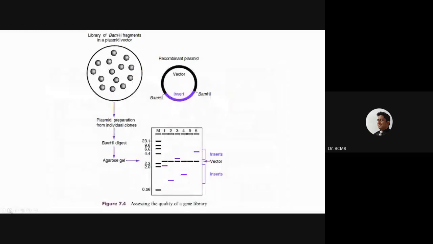Now, this is the one that I was describing a little ahead. Here, it's not about one clone or one ligation. We are doing it for a whole library. What is a gene library? If we had a genome consisting of multiple genes, by definition, I will repeat again, a gene library is a collection of recombinant clones which have all the genes of the test organism represented at least once.